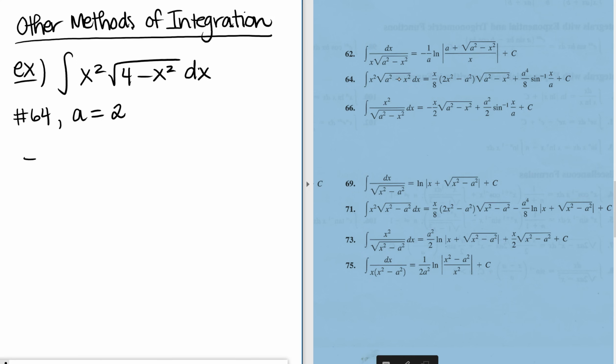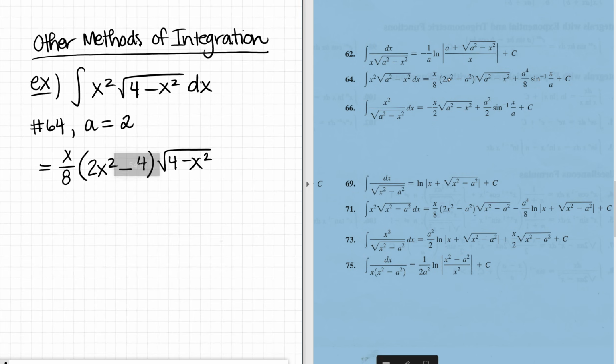So what is this whole thing going to equal? Well, I mean, you can see what we're going to do. We're going to do x over 8. I'm just going to copy down what's going on here. And then we have 2x squared minus a squared. Don't put a squared though. What is a squared? It's 4 because my a is 2 times the square root of 4 minus x squared, right?